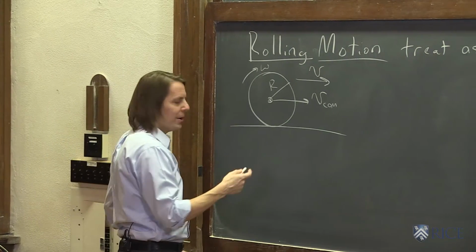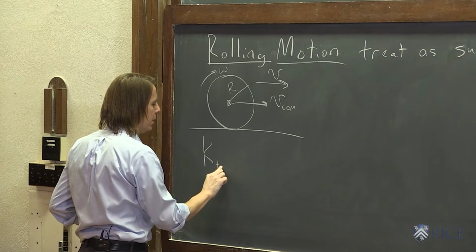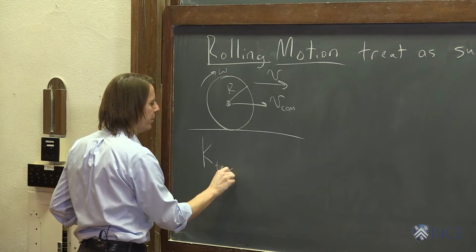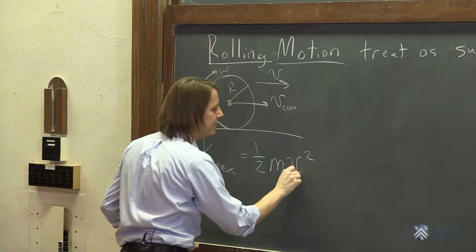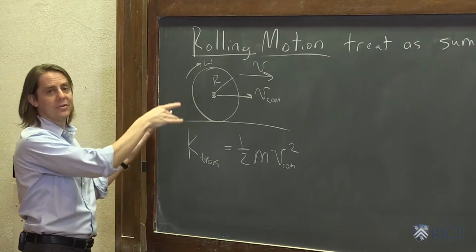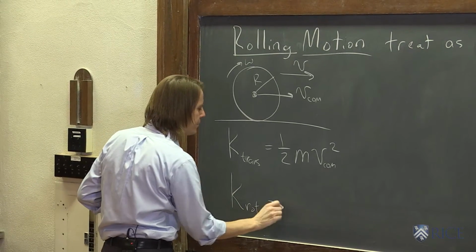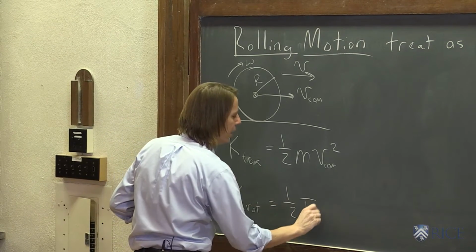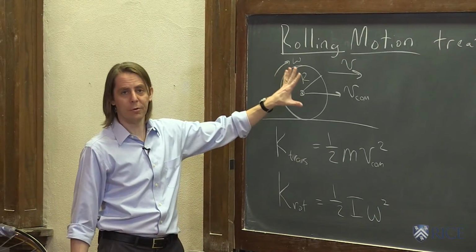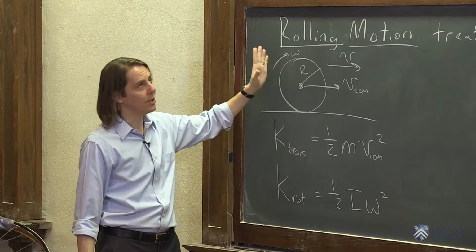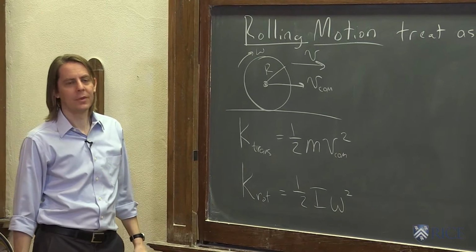So you could start to think about, in terms of energy, you could write that the K translation, that's the plain old K that we're familiar with, is 1/2 m v squared, where v is the center of mass velocity, and m is just the mass of the entire disk. And K rotation is, we know, 1/2 I omega squared, where I has to do with the mass of the disk and how it's distributed. So if it's just a uniform disk, it's 1/2 m r squared. And omega is just how fast it's spinning.